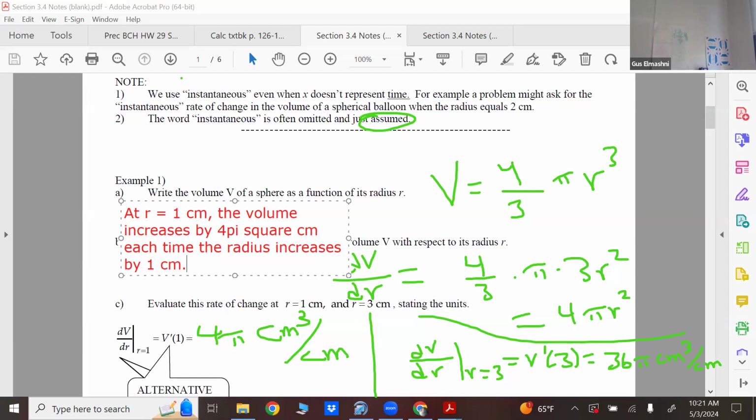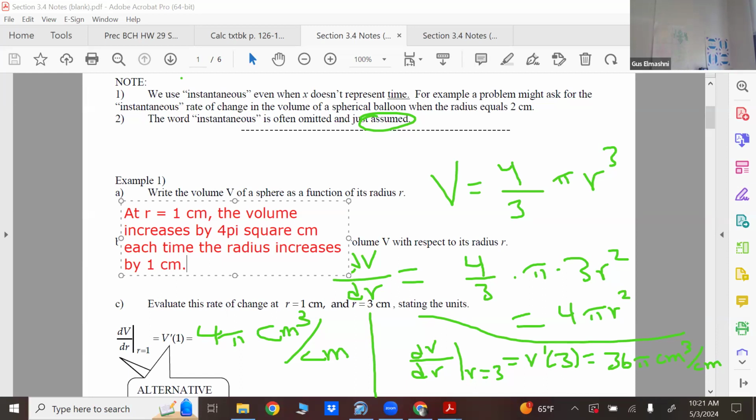If you think about a fraction, right? If you don't see a denominator, what do you assume is in the denominator? What number do you assume? Exactly. So that's like saying 4 pi over 1. And it's like slope, right? What's slope? Isn't slope change in y over change in x? What's your y here? Volume, right? What's your x here? Radius.